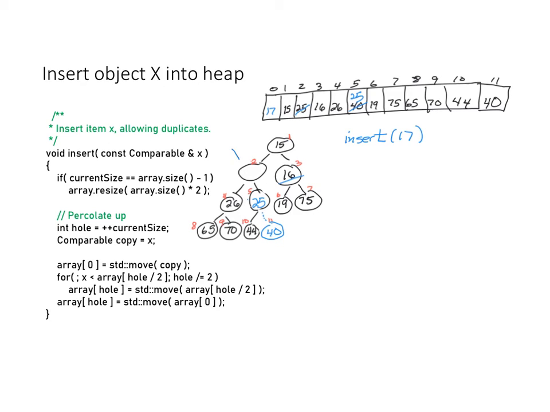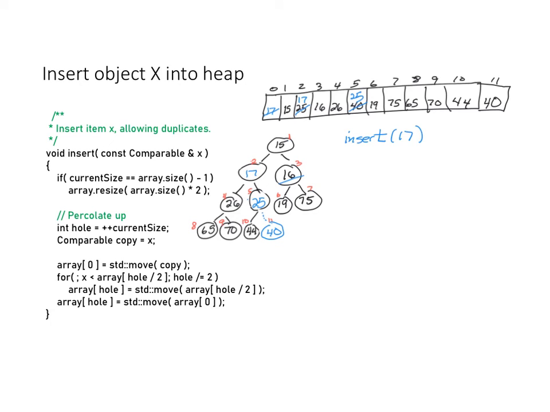And then we need to determine, should 17 live here? So our code says 17, are you less than your potential parent? Is 17 less than 15? No. So we fall out of our loop and we go ahead and assign to this hole the value of array position 0, 17. So 17 is now in position 2 in our array.